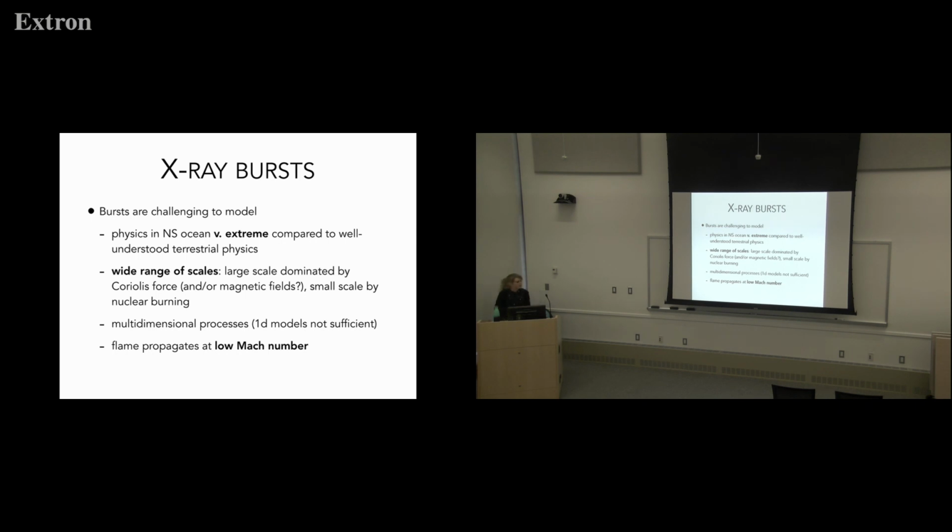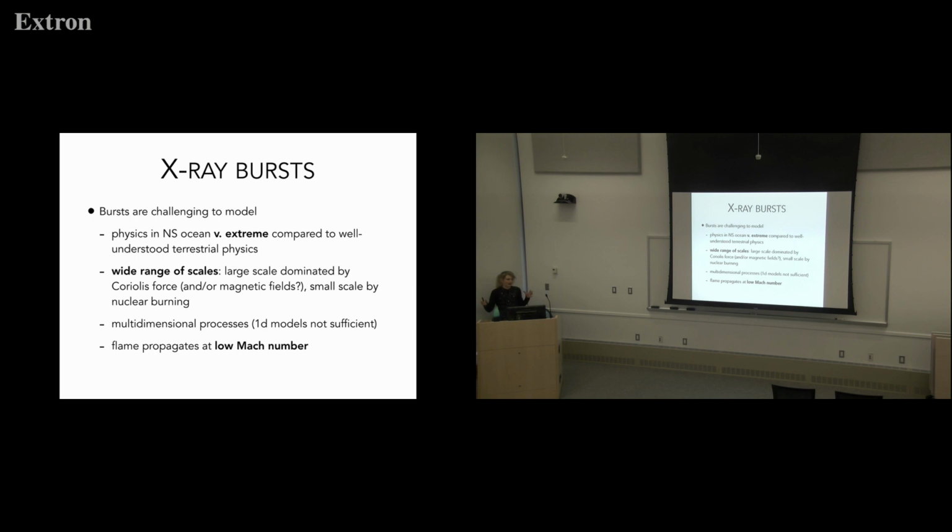Like with the previous physical system we looked at, we have to worry about multi-dimensional processes. So we have to worry about turbulence, convection, and the Coriolis force. And the thing that links it to the previous system is that the flame propagates at low Mach number. So if we use standard compressible codes, the propagation speed of our flame is going to be much less than the sound speed of the fluid. This is basically because the neutron star ocean is so incredibly dense, and at such high pressure, that it really drives up the sound speed.